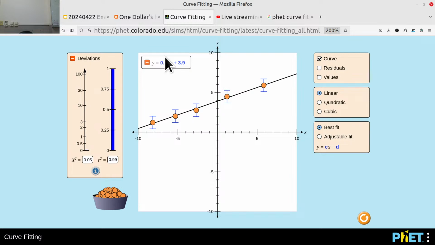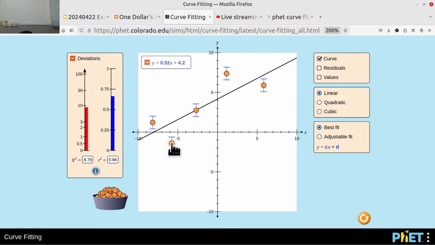Then please do me a favor. Move one up. Move one down. Then click. Check residuals. Click it. Residuals.